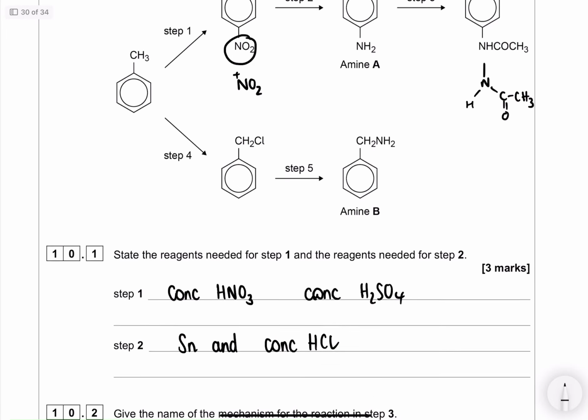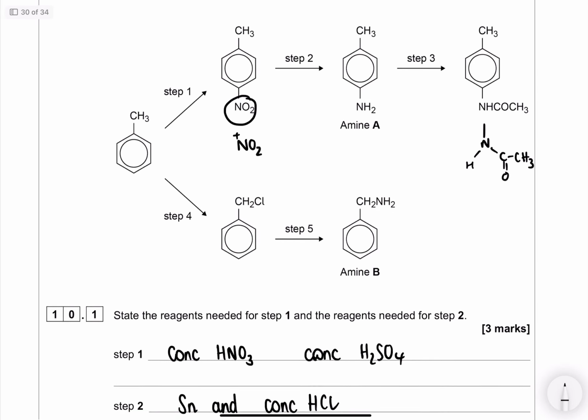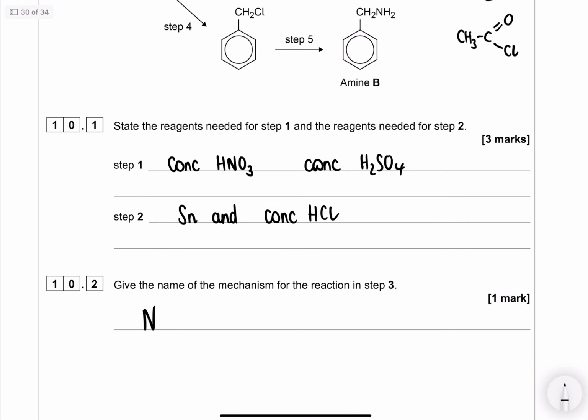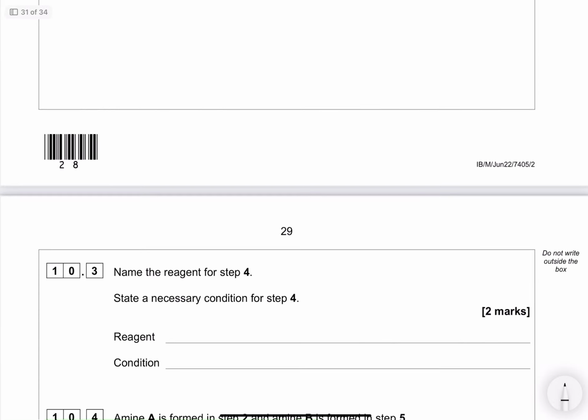Give the name of the mechanism for step 3. Step 3 is when an amine reacts to form an amide. Now this is the group that we're trying to put on, and to do that we would need to use something that has this in it, so we're going to use an acyl chloride. That mechanism is going to be nucleophilic attack by the amine on the acyl chloride, and we're going to add it and then eliminate HCl, so nucleophilic addition-elimination.